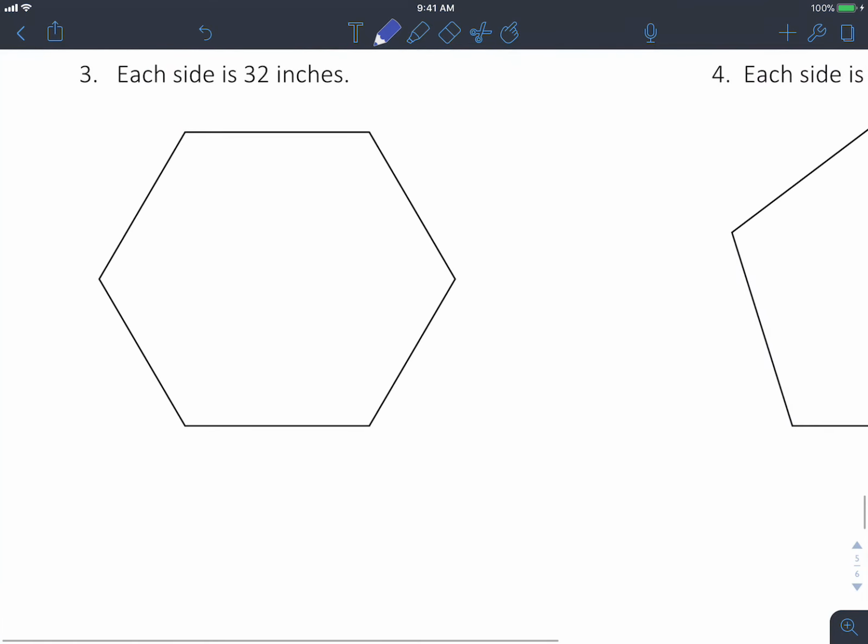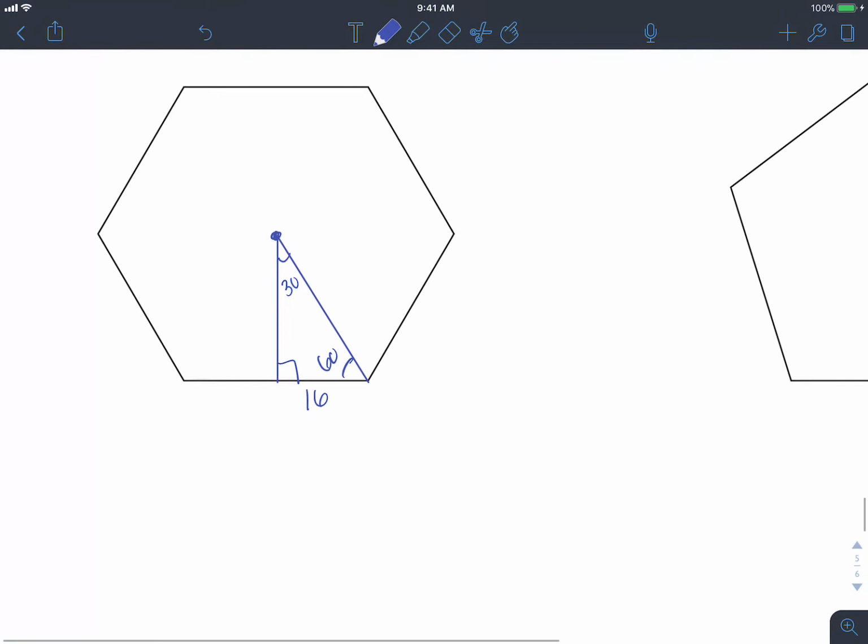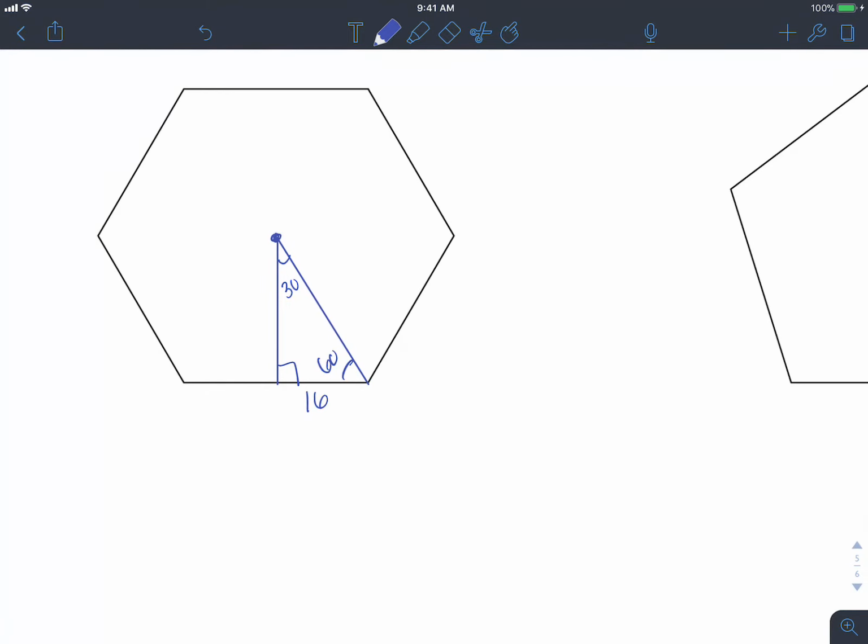All right, moving on to number 3. Each side is 32 inches. So that means when we draw this in, our triangle is going to look like this. So if the side is 32, then this part is 16. We already did the hexagon above, so we know that this angle down here is 60. This one is 30. This is a 30, 60, 90 triangle. Then we know that this side is 16 root 3.